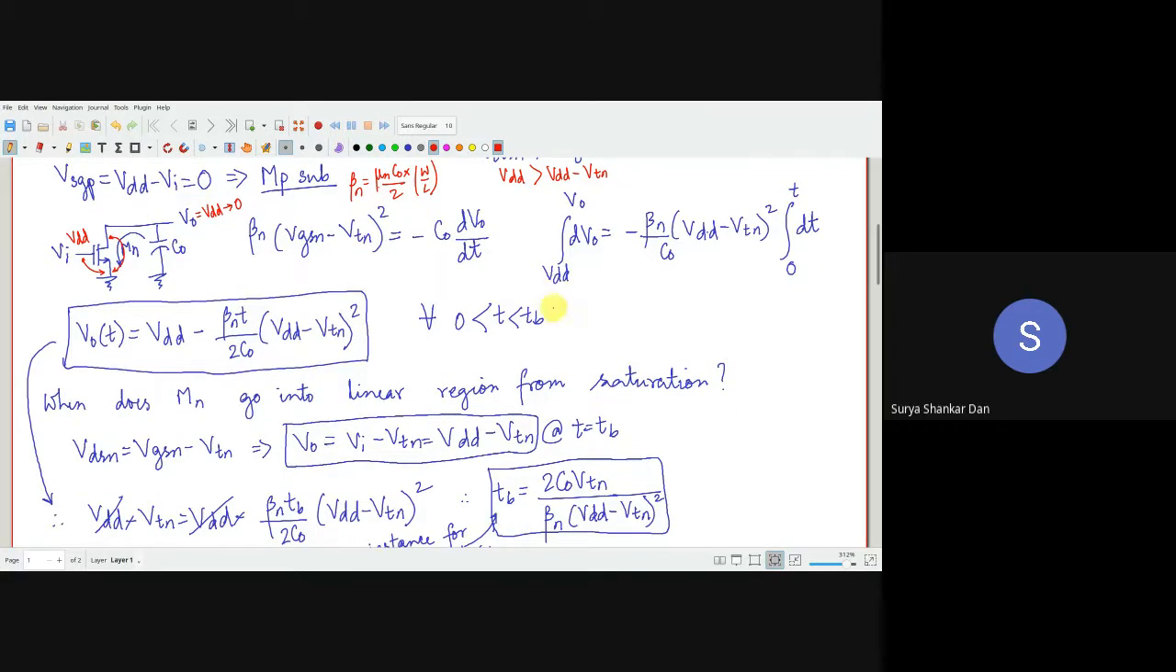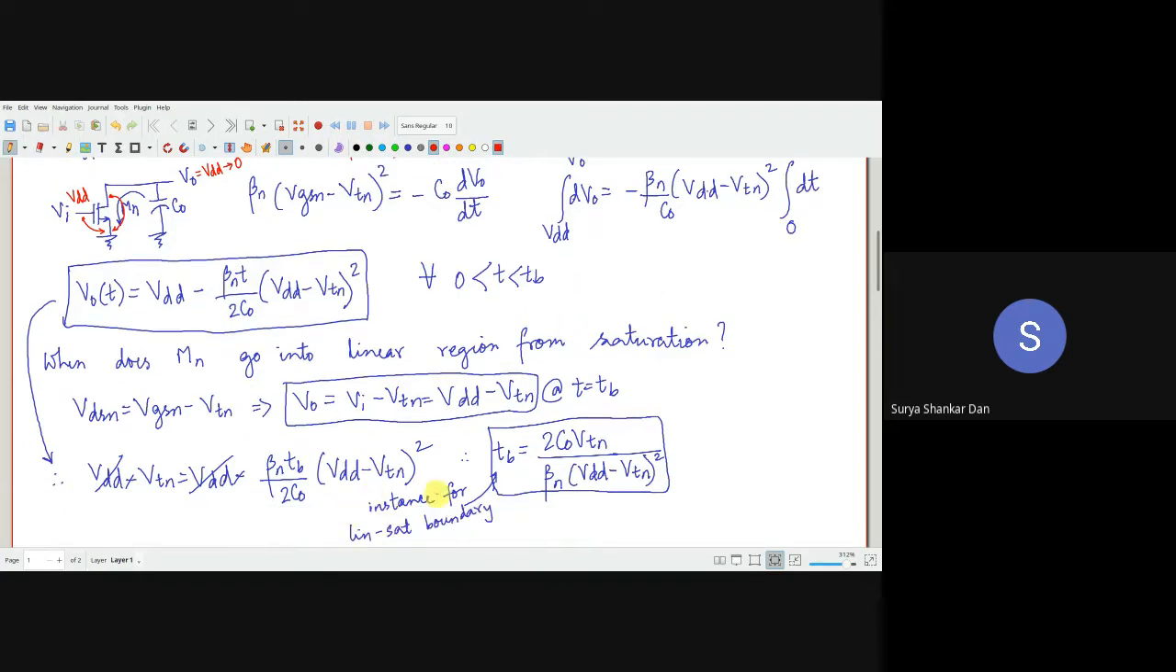So this TB instance, okay, I have written that here. Instance for the linear saturation boundary. So when does Mn, the NFET, go into the linear region from saturation? Initially it has begun with the saturation region. Now, when is the instance when it will go into the linear region of operation? When VDSn will be equal to VOVn, that is VGSn minus VTn.